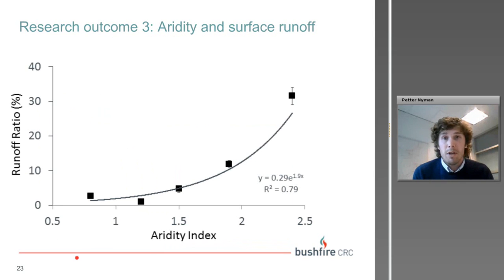So we set up some plots in different levels of aridity to see how the runoff varies with aridity. We have a very clear trend here in how much runoff is produced for different aridities. So in an ash-type forest, you have runoff production of about 5%, whereas it's almost 30% for dry mixed species forests in the upper end of this aridity spectrum.